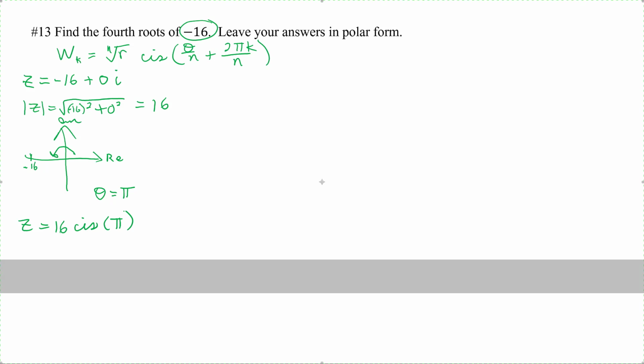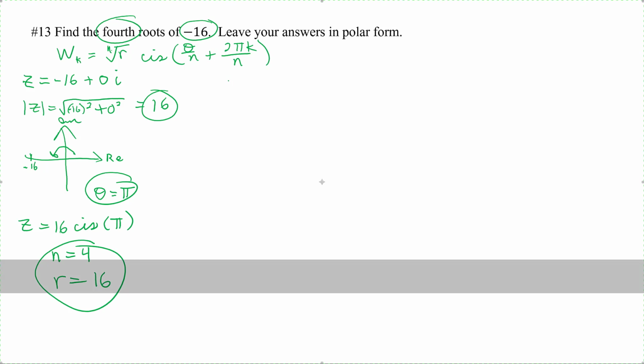Now if I'm trying to find w sub k, I need to find n. Well, we're finding the fourth root, so we have n equals 4. r is the modulus of z, so r is equal to 16. What else do we need for our formula? We need theta. We have theta equals pi. I think that's about it, right? So let's see if we can figure this out.